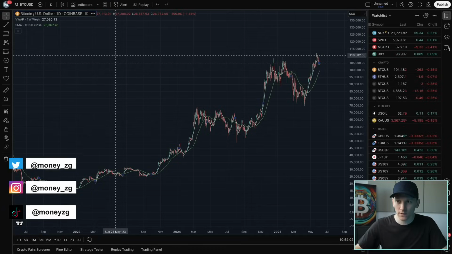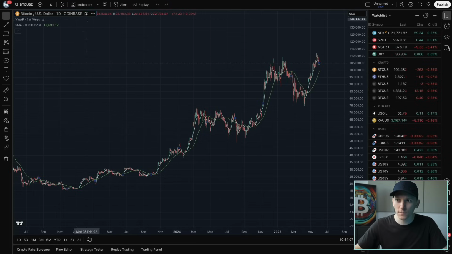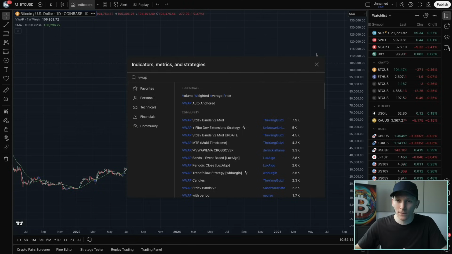I'll show you a very simple VWAP trading strategy that you can implement very quickly as well. So on your price chart, I'm going to be looking at Bitcoin here on TradingView. I'm going to go to indicators and then VWAP. Now you can use VWAP on your trading system.